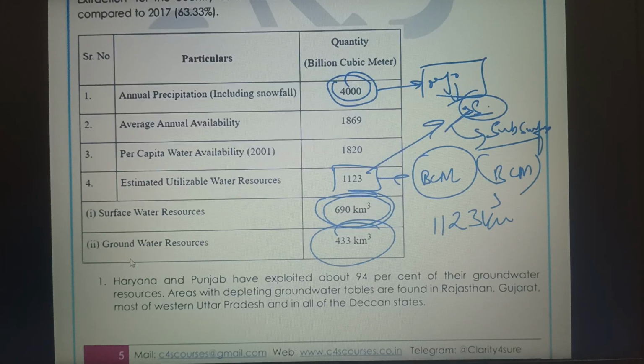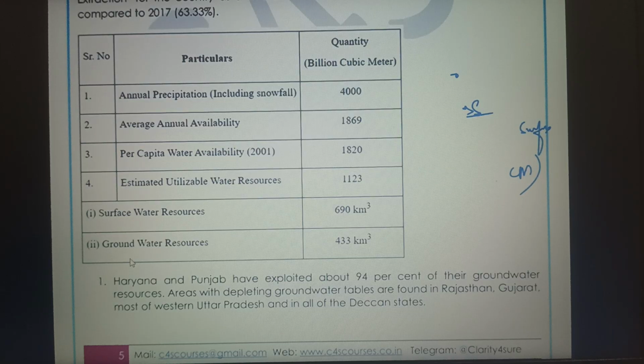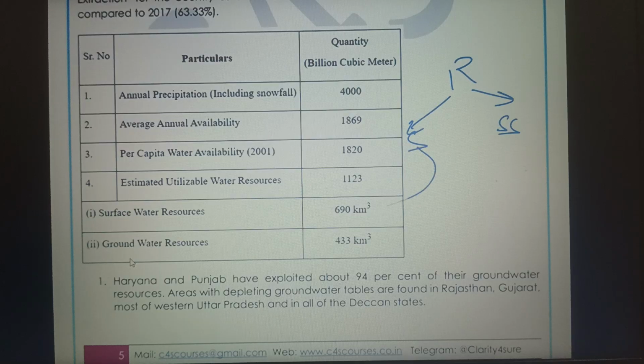So these two figures, clear everyone, what you have to remember from this chart? And why are we remembering this? Because these two things they have specifically mentioned in the syllabus, that we should know resources. Resources are of two types, surface and subsurface. Surface comes in this one, subsurface comes here in this one.